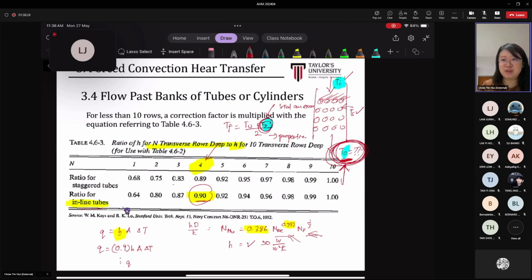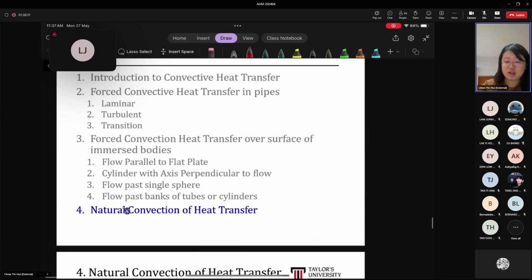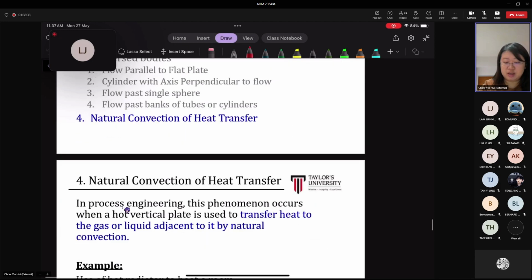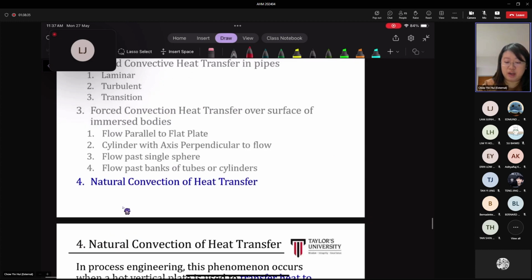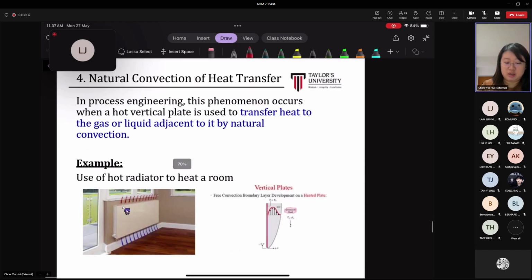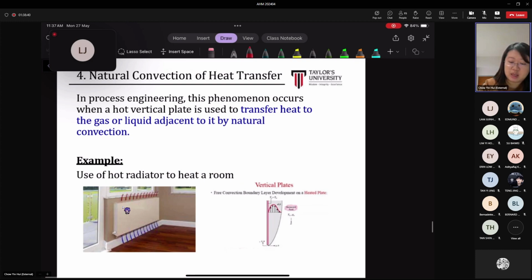While I continue with the last part of our lecture today, which is the case if we have natural convection. Now for natural convection, in process engineering, this type of phenomenon may occur, for example, here you have a radiator to heat up a room, or in general, a hot vertical plate that is used to transfer heat to gas or liquid adjacent to it by natural convection.